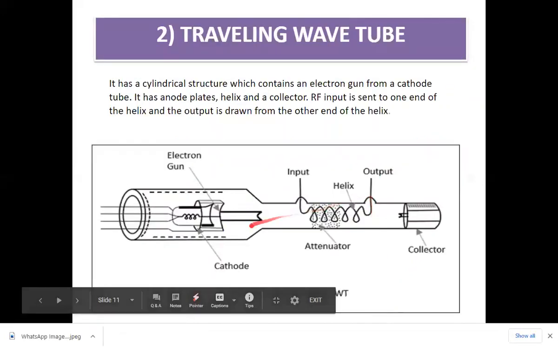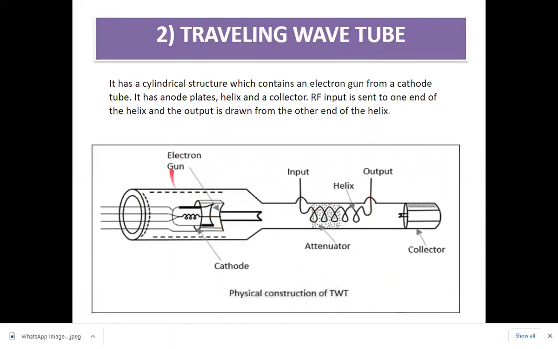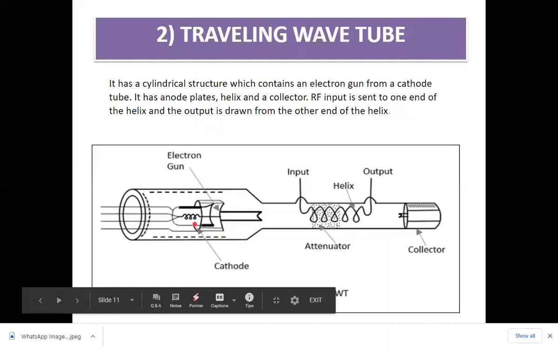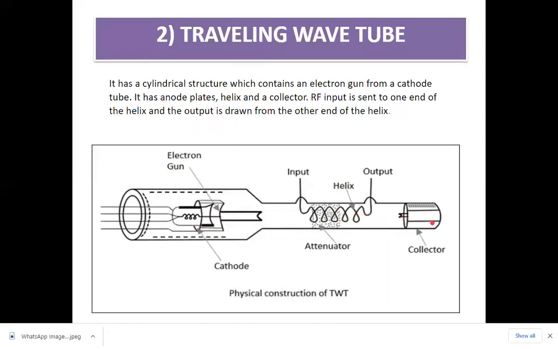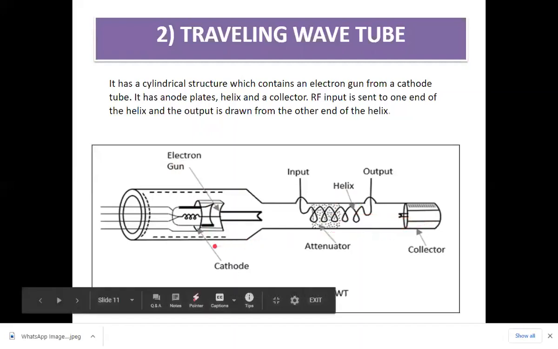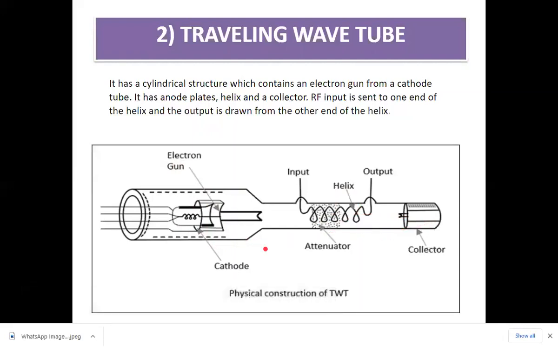Traveling wave tube diagram is shown here. It has a cylindrical structure which contains an electron gun from a cathode tube. It has anode plates, helix and a collector. RF input is sent to one end of the helix and the output is drawn from the other end of the helix.